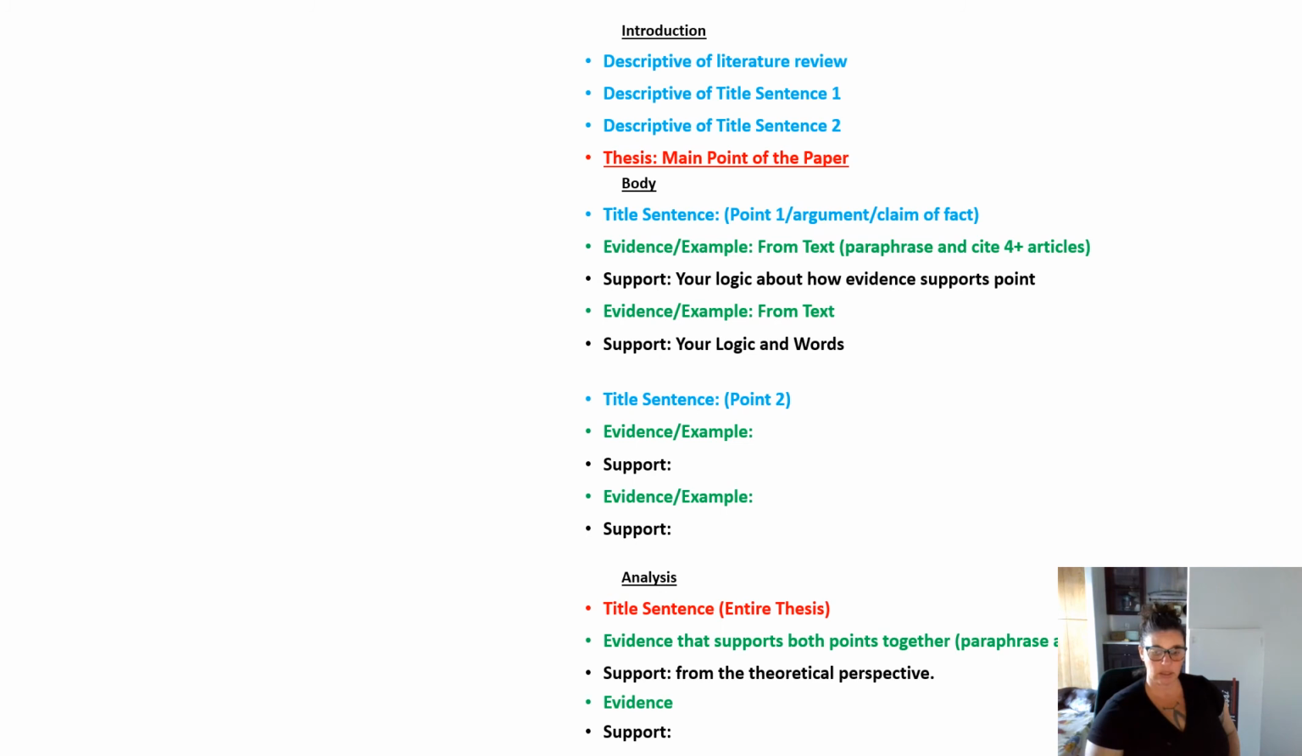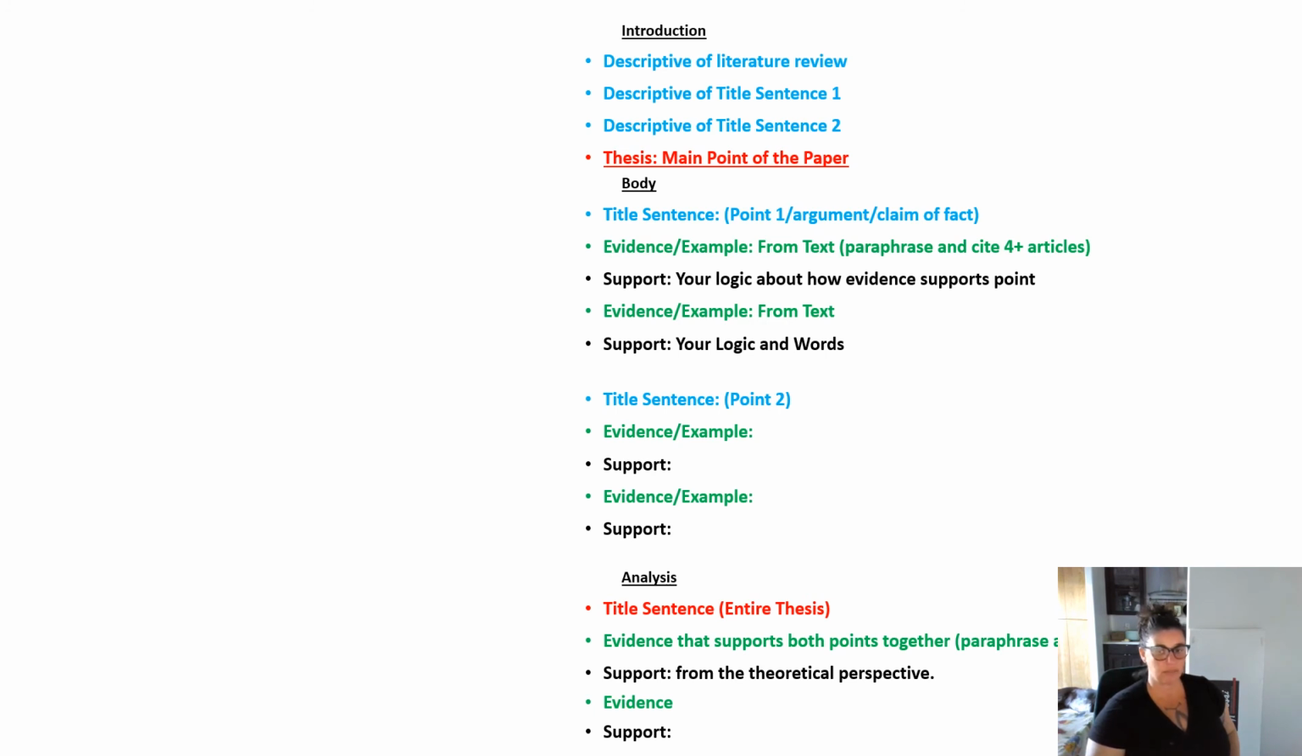Redo my thesis here. And then this time, instead of trying to paraphrase evidence that supports just theme 1 or just theme 2, I'm trying to find evidence that supports both theme 1 and theme 2 at the same time. And I'm trying to do that at least twice. Up here, I want your words. Why do you logically think that this is a good paraphrased piece of evidence to support your claim of fact, your title sentence, right? And explain to me why.